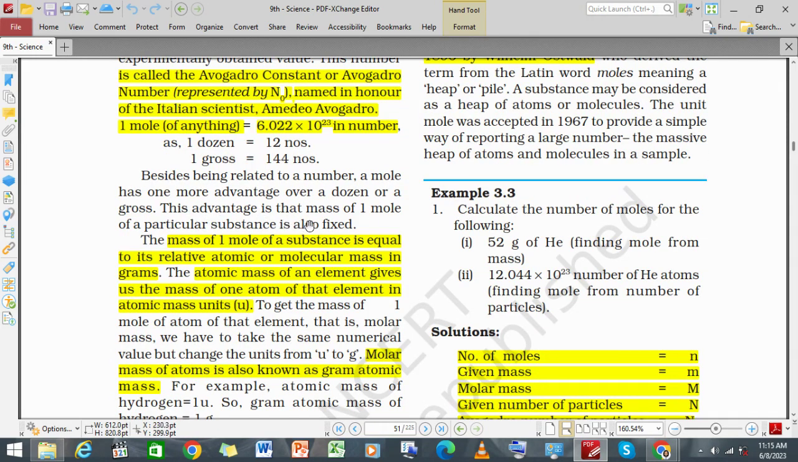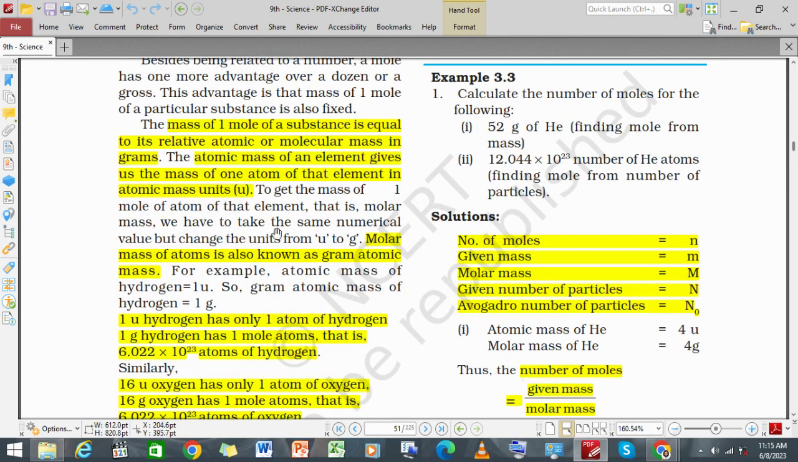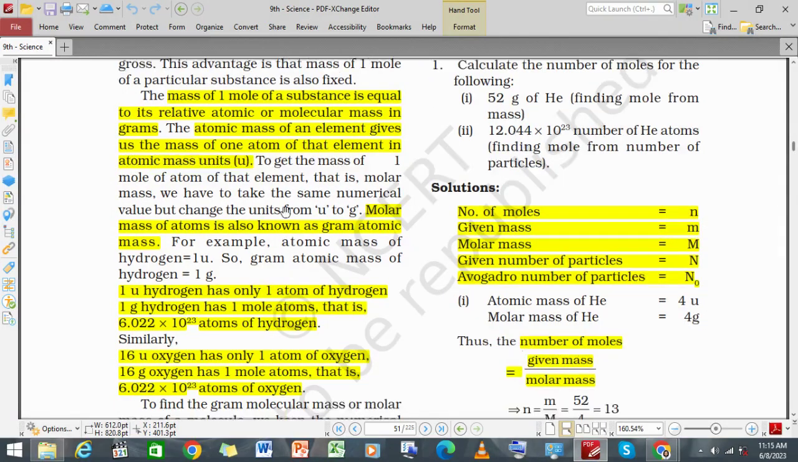Now, the mass of one mole of a substance is equal to the relative atomic or molecular mass in grams. We will decide in grams, not in AMU or u. The atomic mass of an element gives us the mass of one atom of that element in atomic mass units, u.